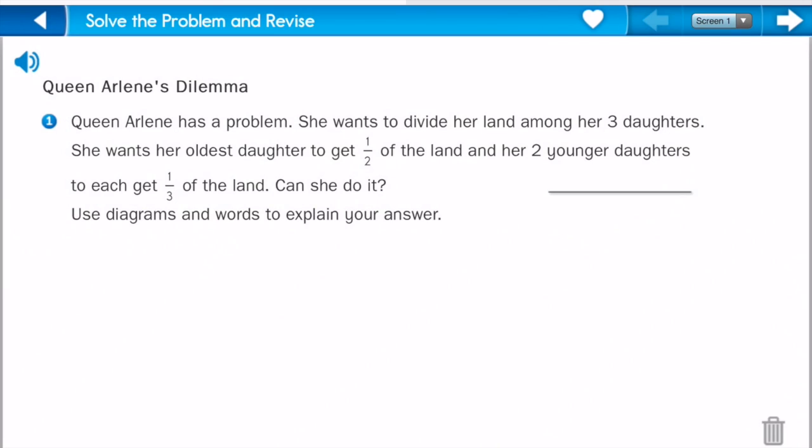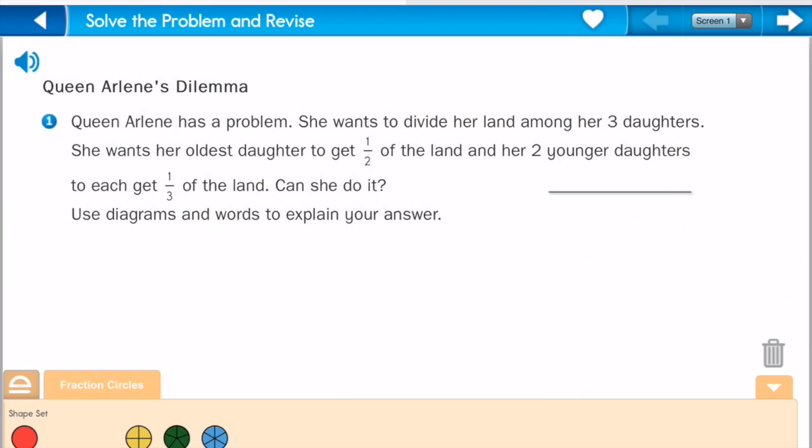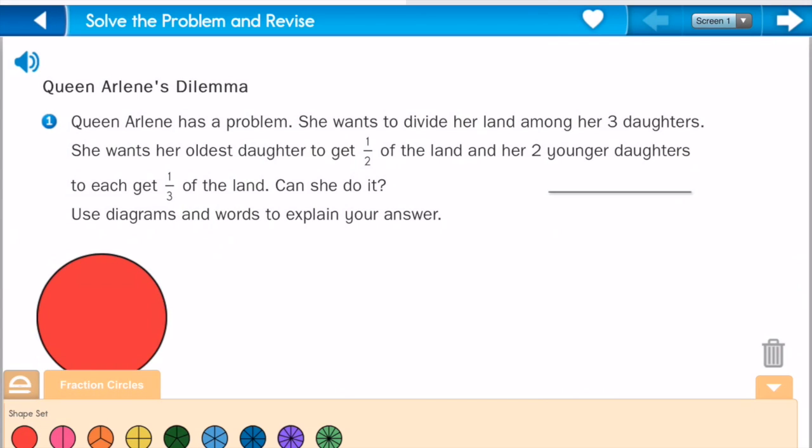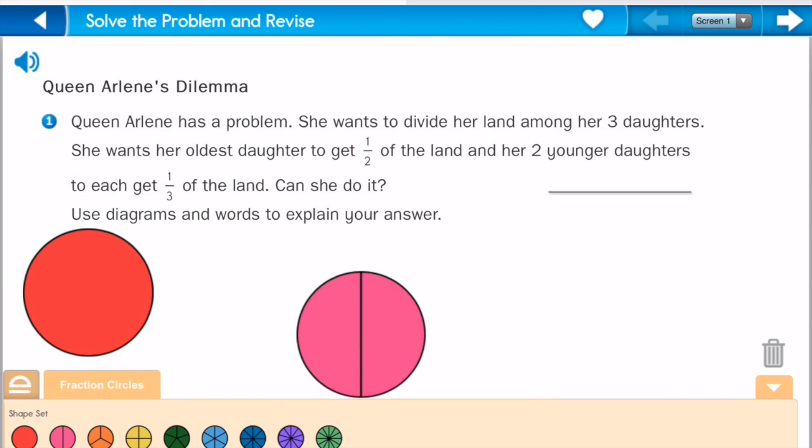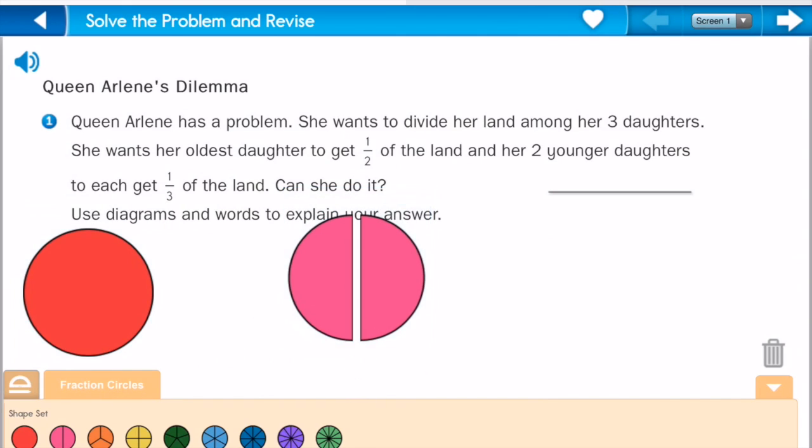So, to help me, I'm going to use my fraction circle pieces. She wants to divide her land. Let's pretend this is the queen's land. She wants to give it to her 3 daughters. So I know that I'm going to have to divide this land up into 3 pieces because there's 3 people. She wants her oldest daughter to get half of the land. So I know that halves are my pink ones. So I'm going to delete that one because I only need 1 half.